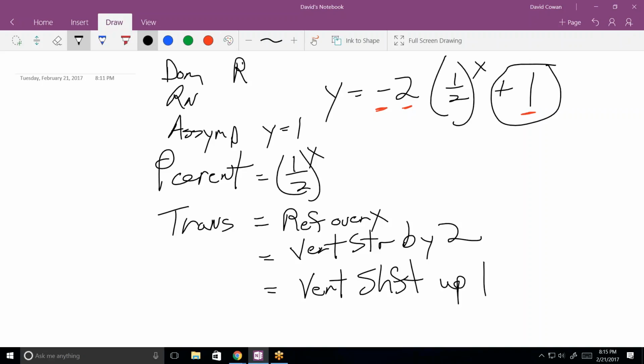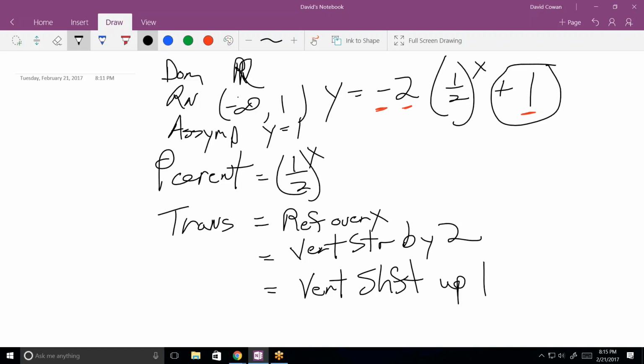Domain, all reals. Range? The range will be 1 to negative infinity? Or 1 to infinity? Well, you were right the first time. It's negative infinity, but you always want to start at the bottom. So it's negative infinity to 1.